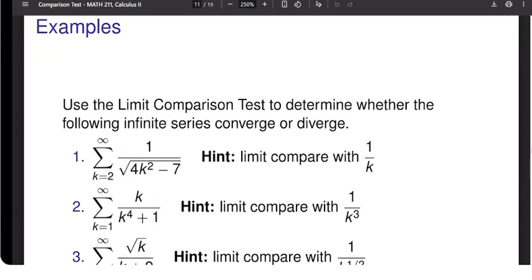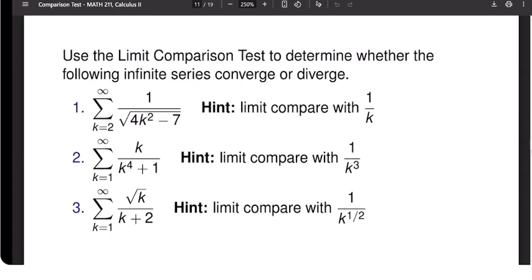Please pay attention. I will be direct in my question. When I give an assignment on this, I will be direct. You know what I mean? Look at this question. I want you to specifically use the limit comparison test to determine whether the following infinite series converge or diverge. Let me walk you through number one. Take a look at the sequence.